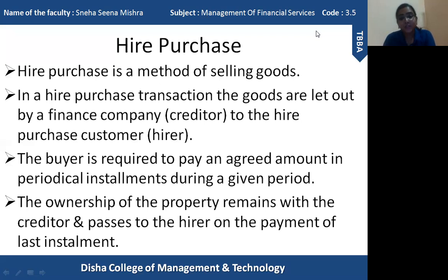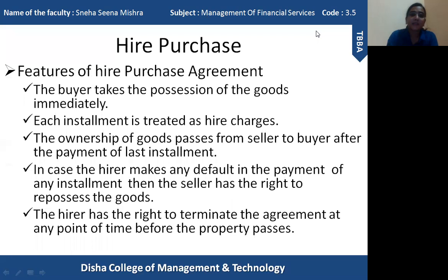But the possession of the goods is immediately transferred to the buyer. The buyer is free to use the product just after entering into the agreement. But the ownership is transferred only after payment of the last installment. Okay, so these are some of the basic elements of hire purchase. Now I'm going to explain the main features of a hire purchase agreement.